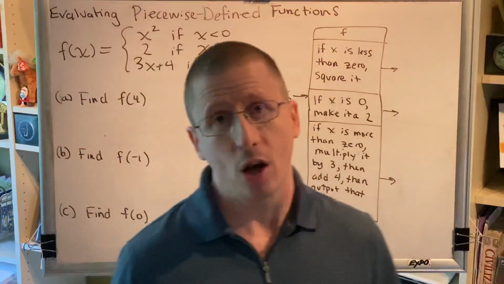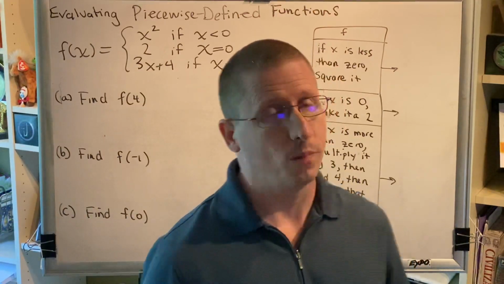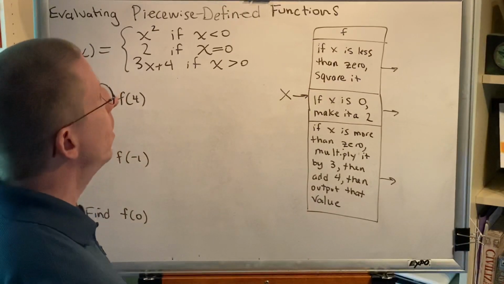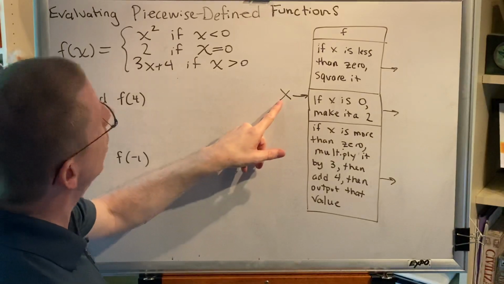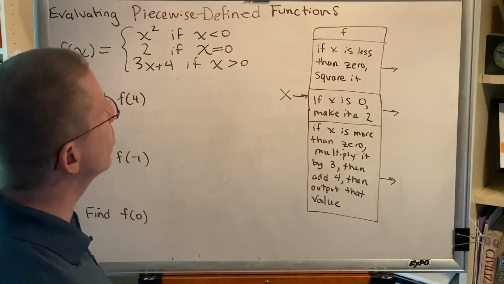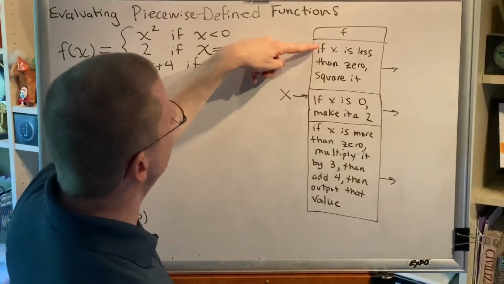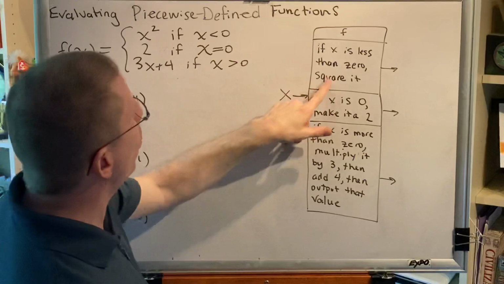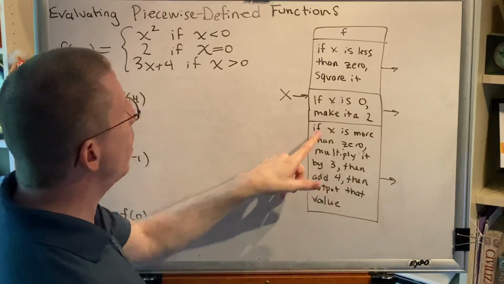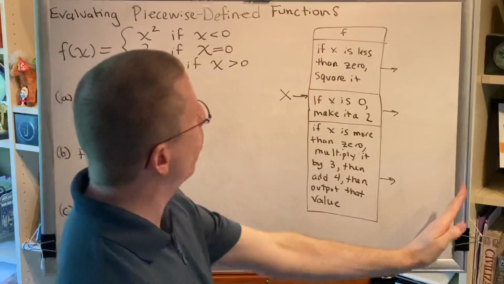So as you can see, depending on which value of x you're trying to put into your function, there are three different expressions for you to plug into. Another way of representing this piecewise-defined function would be to use this function diagram. Here's how it works. x is the input, and it goes into a machine named f. The very first thing that this machine does is decide which set of instructions should be followed based on the value of x. If x is less than 0, then it will follow the instructions, square it, and send out an answer. If x is 0, it will simply send out a 2. And if x is more than 0, it will multiply it by 3, then add 4, and output that value.